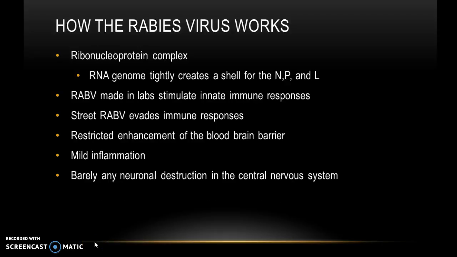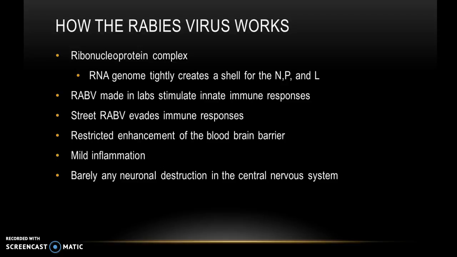The rabies virus works through creating a ribonucleoprotein complex. This means that the RNA genome is tightly encased in a shell of the nucleoprotein, phosphoprotein, and large protein. The rabies virus made in labs is created to stimulate innate immune responses, but the street rabies virus evades immune responses, which makes it so dangerous.